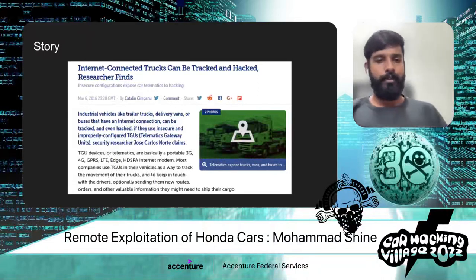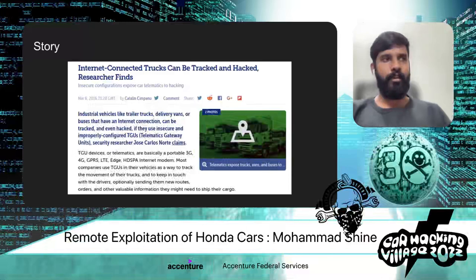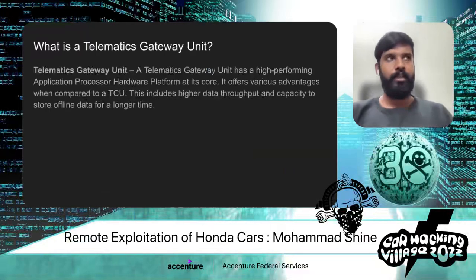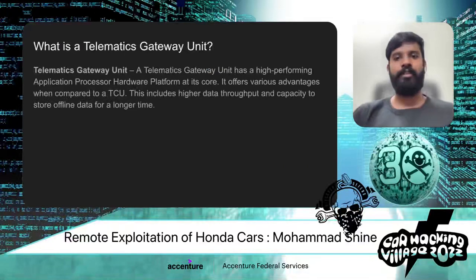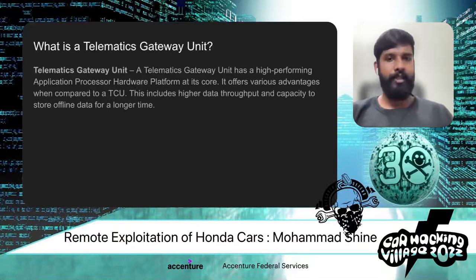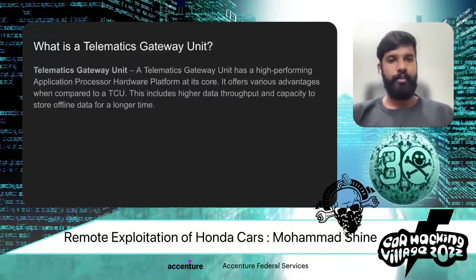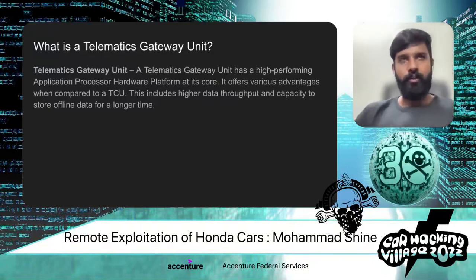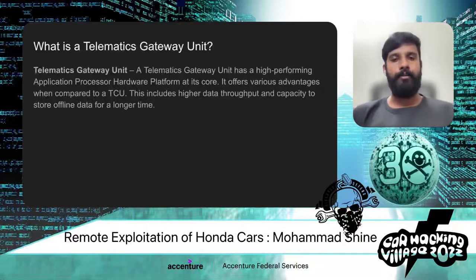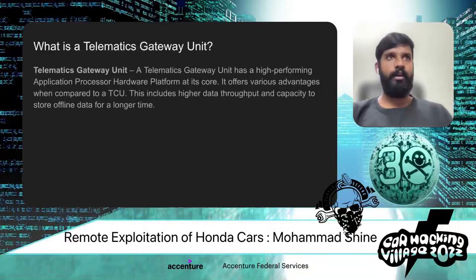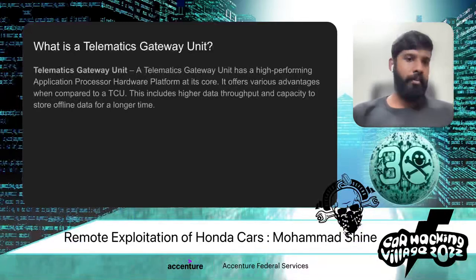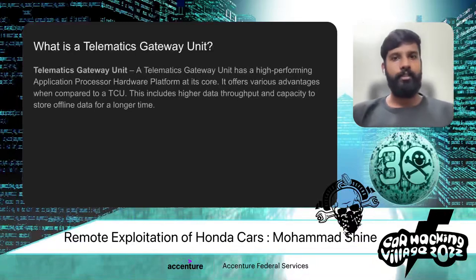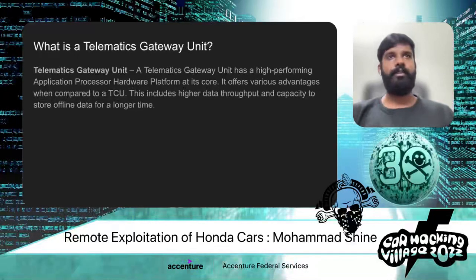the trucks. I was pretty amazed by reading this, and after that I started researching the telematics control unit. Before that, the telematics gateway unit was the one that the researcher used to hack. A telematics gateway unit has higher performance than a telematics control unit. A telematics control unit is embedded hardware that is used to connect your car to the internet. After that, most of the research was on the telematics control unit, and I found that a car can be connected to another car, or they can communicate with each other, or a car can be connected to the internet, to mobile phones, etc. The telematics control unit was the main thing that interested me.